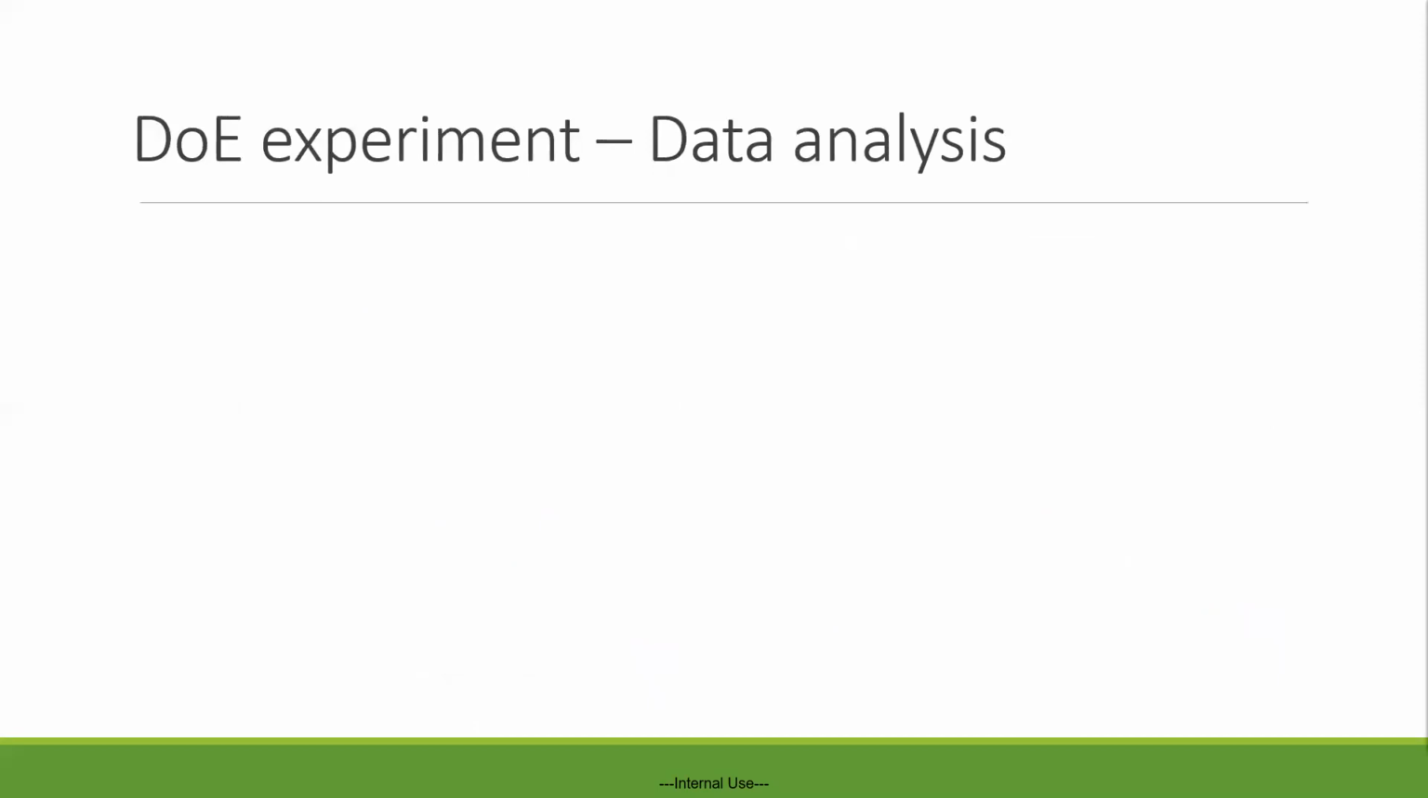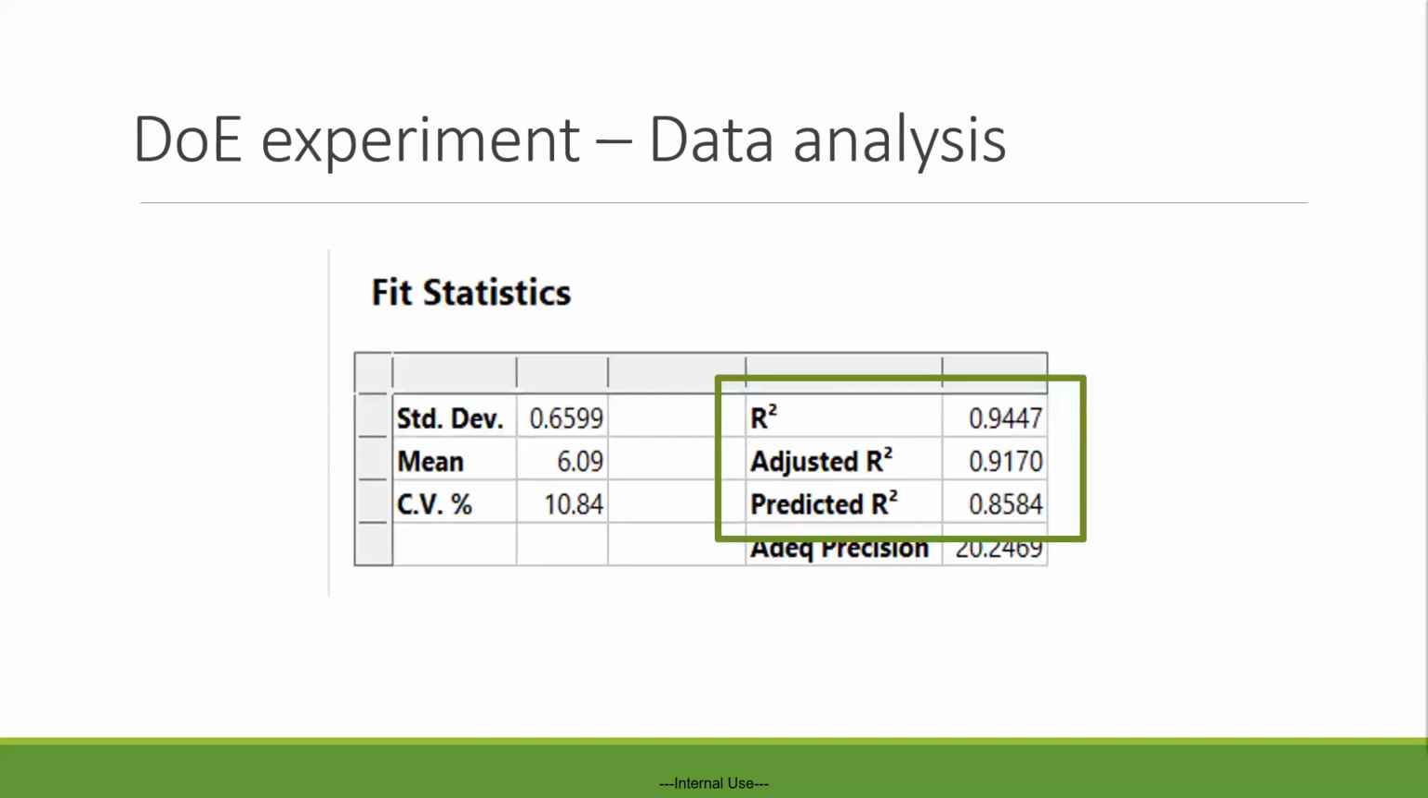So the last quality check we do is to check the R square value. In this case, the R square value is 0.9447 and the predicted R square is 0.8584, which is in the range with the adjusted R square of 0.9170. The difference between these is less than 0.2.